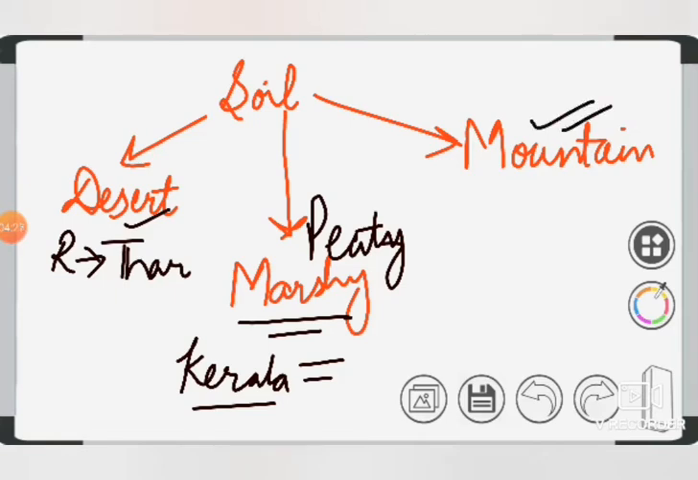Then comes your mountain soil. When we talk about this soil, you know that we are talking about mountain regions. The mountainous regions are talked about, which means the height should be very high, about 2100 to 3000 meters.